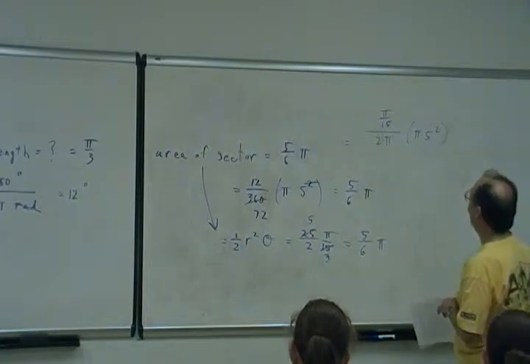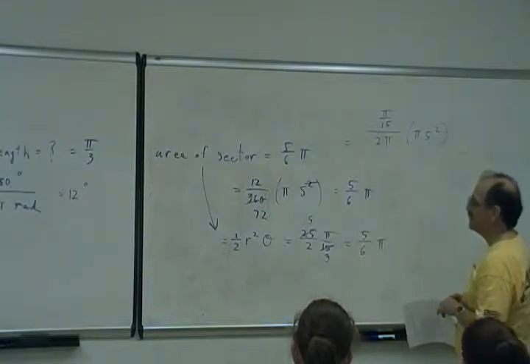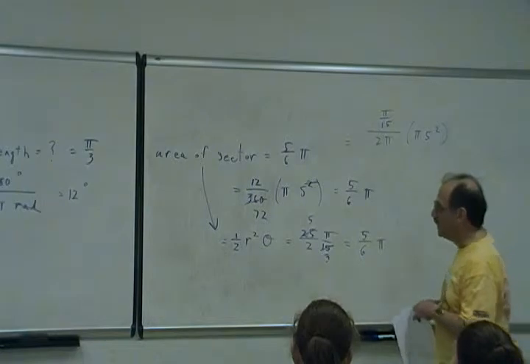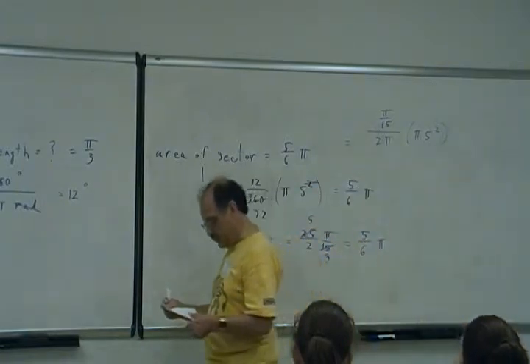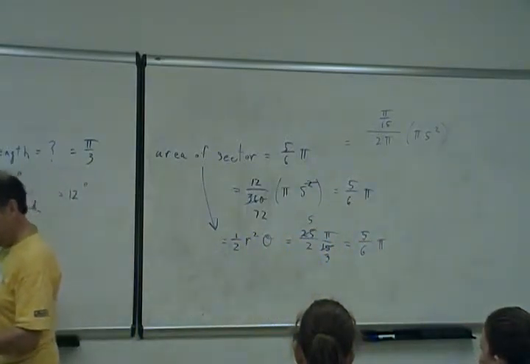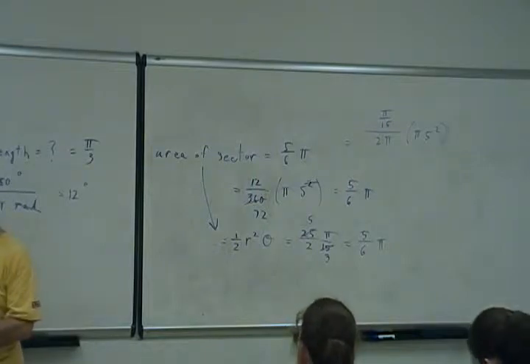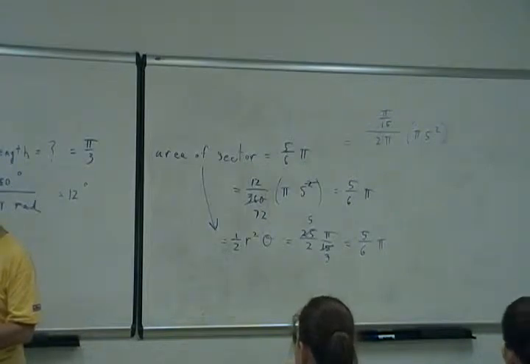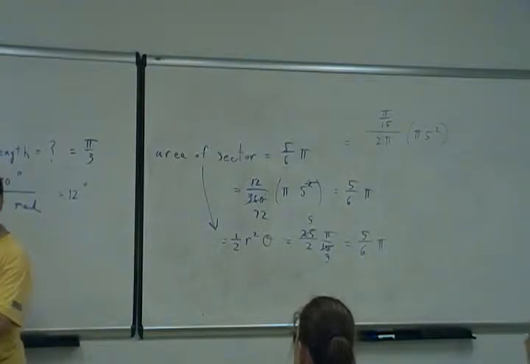And so then a 5 cancels, and pi cancels, and you get to the same answer. Okay? All right. So that's that one. And then what's the last? Now we come to trig functions. Find all 6 trig functions for the angles which intersect the circle at the given radius.